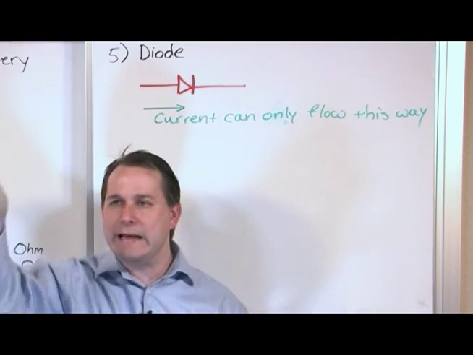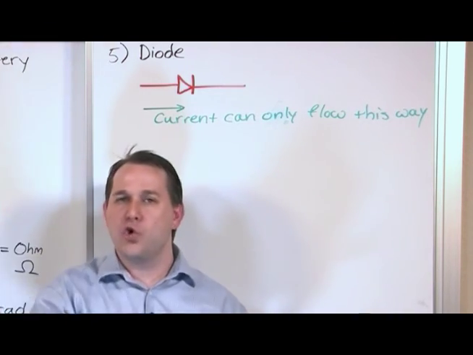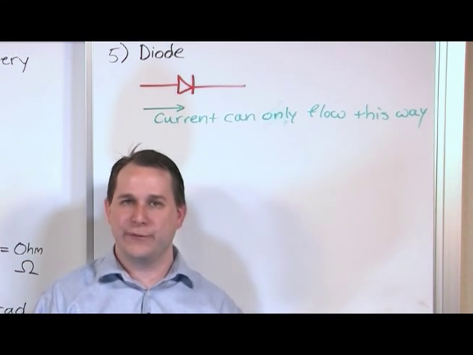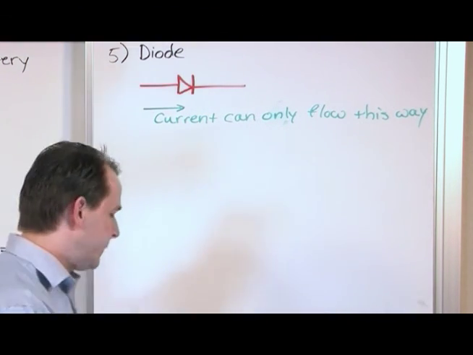It's not going to affect anything this direction. It's going to let everything work normal, but if any kind of current tried to go the other way, it's going to block it. That's a very useful thing. So that's what diodes are used for.